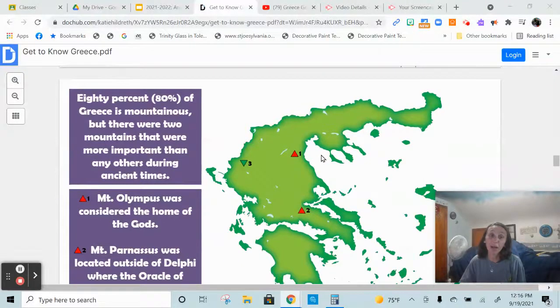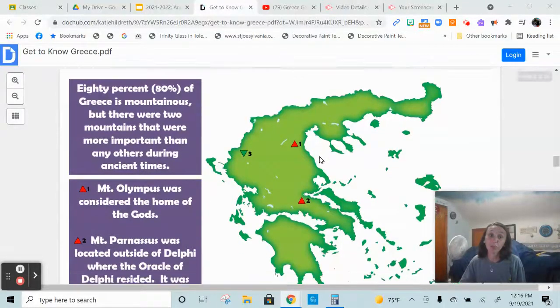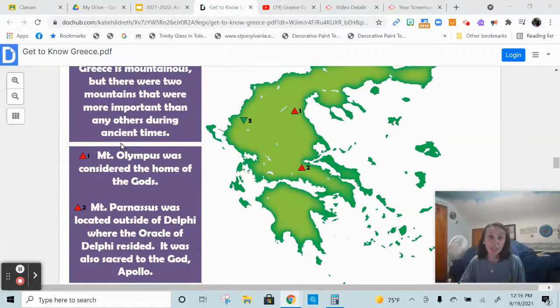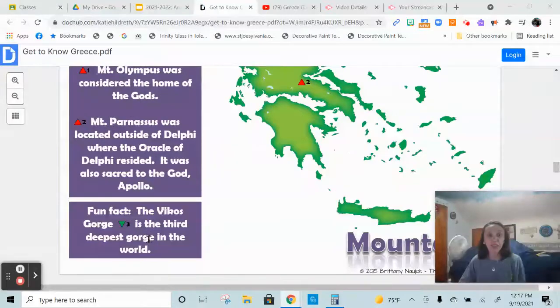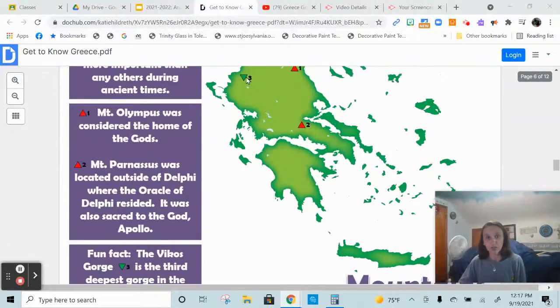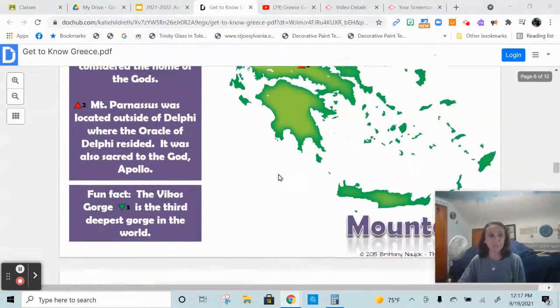80% of Greece is mountainous, but there were 2 mountains that were more important than any other in ancient times. One, right here, Mount Olympus, was considered the home of the gods, so Greek mythology. Mount Parnassus was located outside of Delphi, where the Oracle of Delphi resided. It was also sacred to the god Apollo. So we have 2. Okay. And then fun facts, the Vikos Gorge, which is number 3, is the deepest gorge in the world. So you'll have to move your mountains into place.